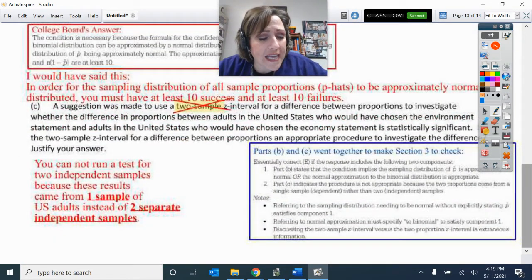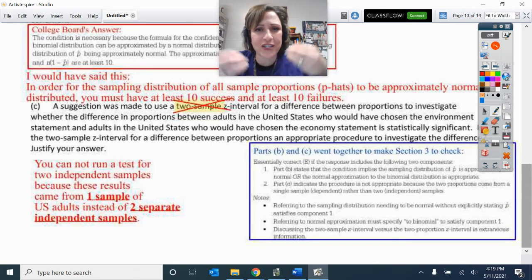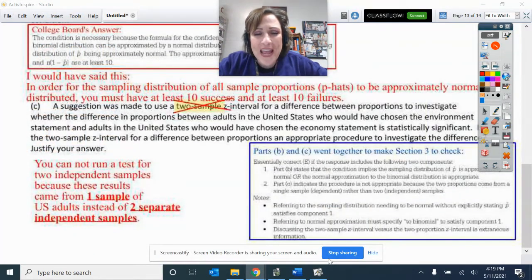You cannot run a test for 2 independent samples because these results came from 1 sample of U.S. adults instead of 2 separate independent samples. And that's what had to be stated to get your full credit on that. Okay, there's the free responses. And just making sure that you are following the train of thought of the things that you need to include to get all those little full credits to get an E instead of a P on these. All right, so good luck to you, and you can go and watch the multiple choice video or follow along with the answer key for that.